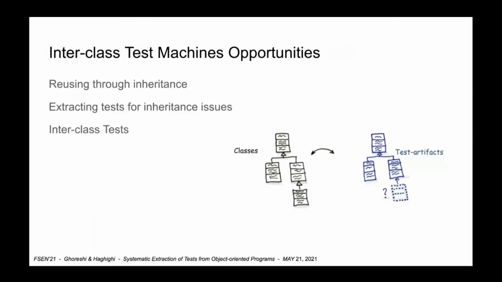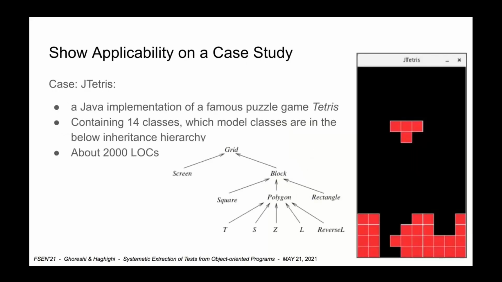Also, our approach can be extended with some opportunities based on the test machine abstraction. When we apply it to a whole inheritance hierarchy, some opportunities can be seen. For example, reusing through inheritance, reusing test machines, or extracting tests for inheritance issues, or interclass tests, which can be addressed in future work. We also apply our approach to a case study to demonstrate its applicability.